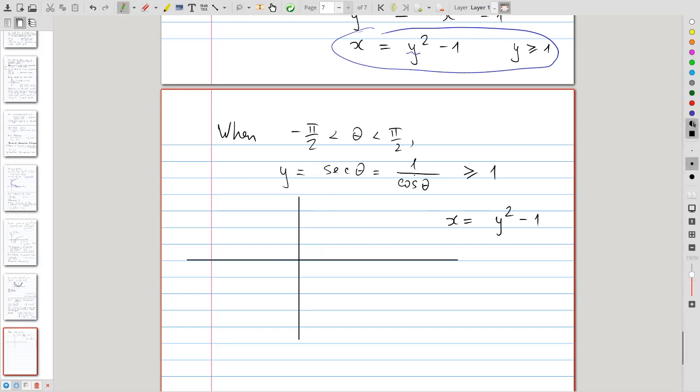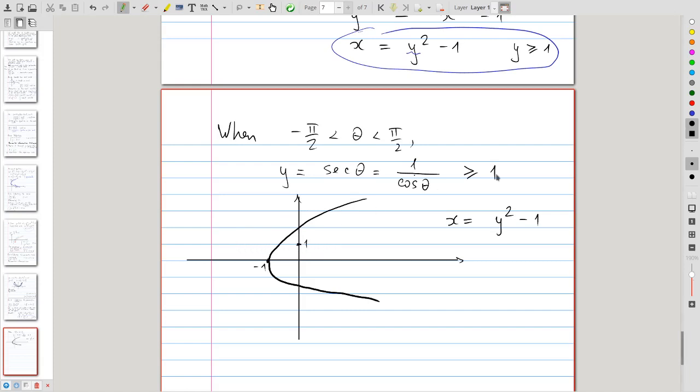So let's see, this parabola would look like, if this were minus 1, 0 over here, this parabola would look like so. Okay, so this is the entire parabola. So the smallest value for x obviously is minus 1. But now we do not have this entire parabola, we only have values for y bigger than or equal to 1.